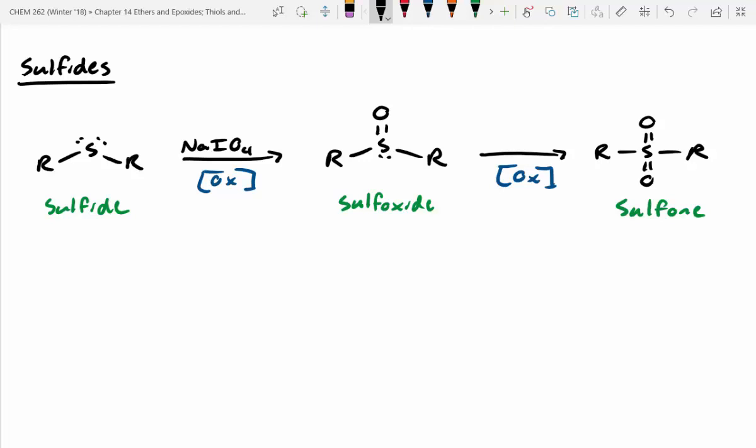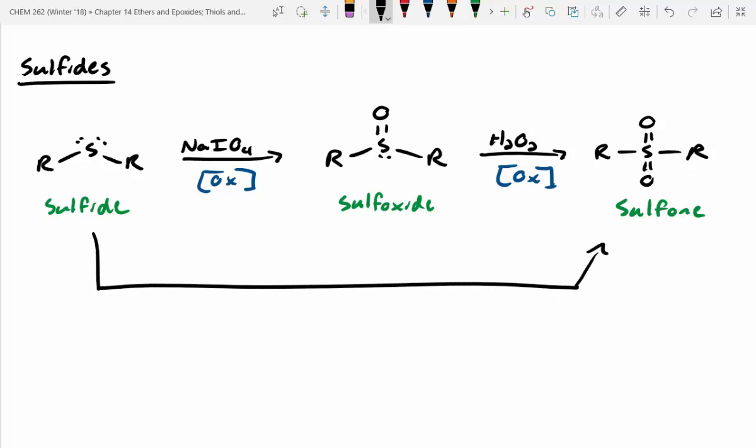Similar to oxidation chemistry we saw last term, gentle oxidizers will stop there. If we want to overshoot and go all the way to the sulfone, we just pull out the big guns and we say, all right, we're going to oxidize you with pure hydrogen peroxide. Alternatively, like I said, you can just jump that intermediate and use hydrogen peroxide and go all the way to the sulfone that way. Make sense?